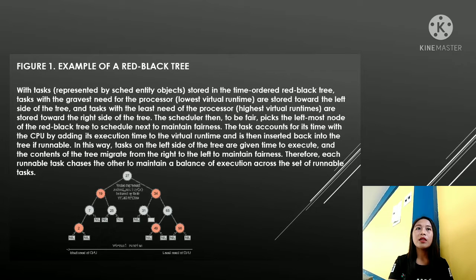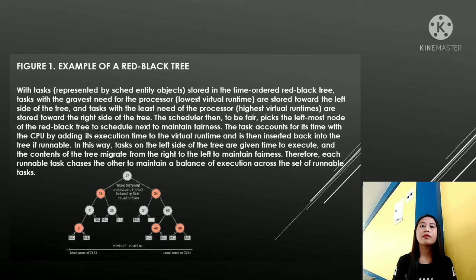The task accounts for its time with the CPU by adding its execution time to the virtual runtime and is then inserted back into the tree if runnable. In this way, tasks on the left side of the tree are given time to execute, and the contents of the tree migrate from the right to the left to maintain fairness. Therefore, each runnable task chases the other to maintain a balance of execution across the set of runnable tasks.